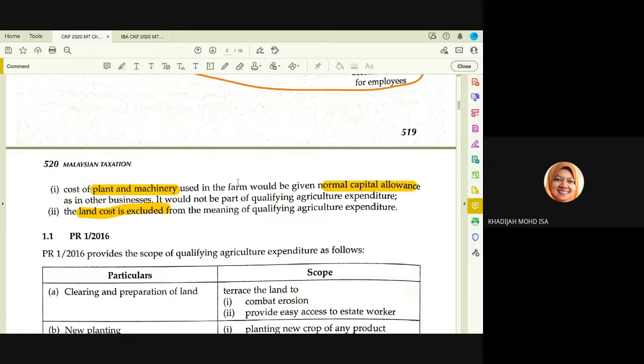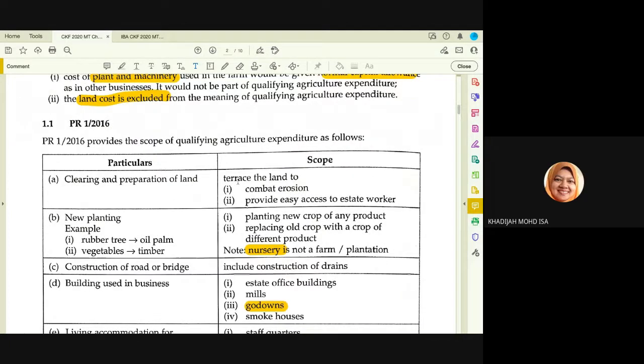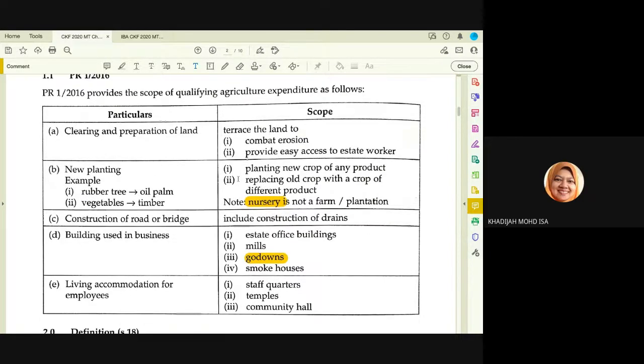And then Public Ruling 1, as mentioned earlier, provides the scope of qualifying agriculture expenditure. For example, A, clearing and preparation of land. The scope includes terracing the land to combat erosion or provide easy access to estate workers. So these are the expenditure that you may have to incur for the purpose of your agriculture business.